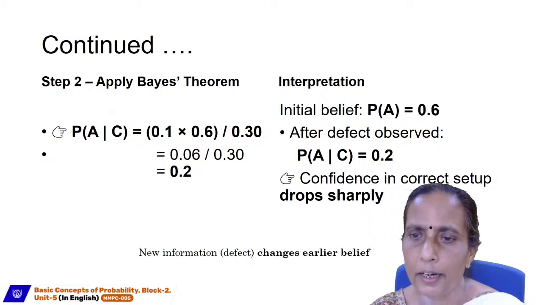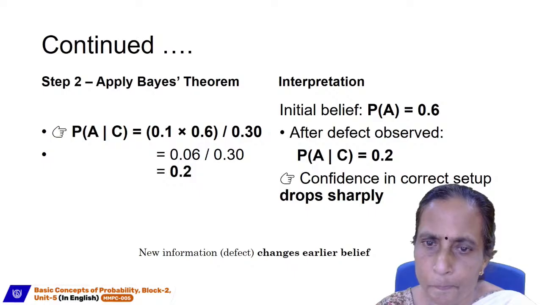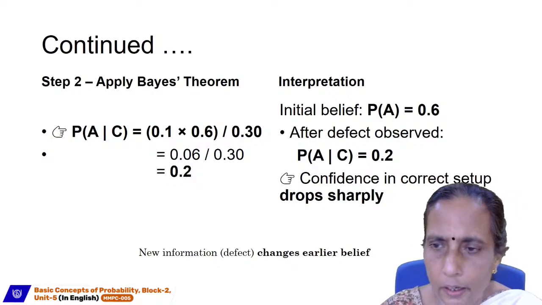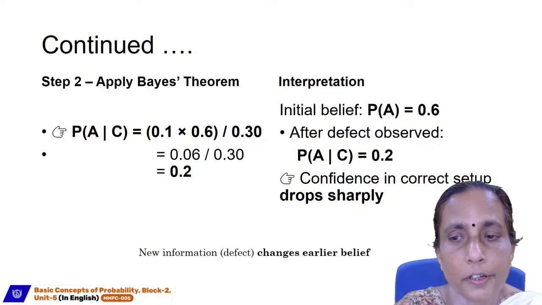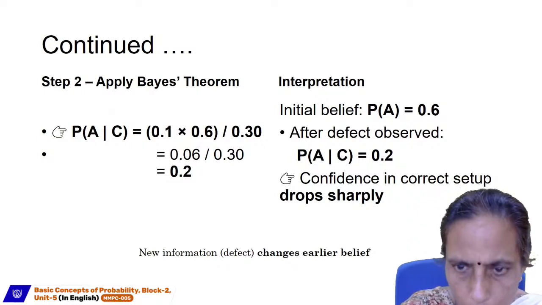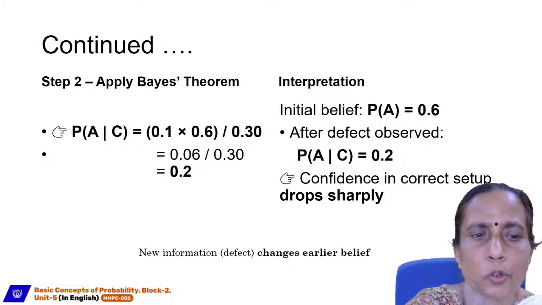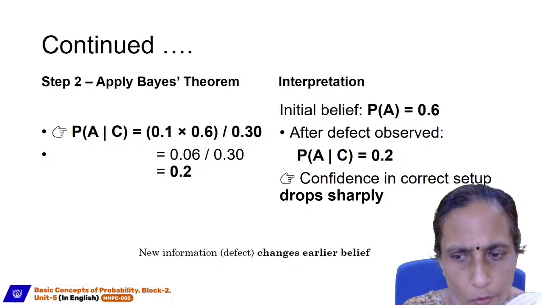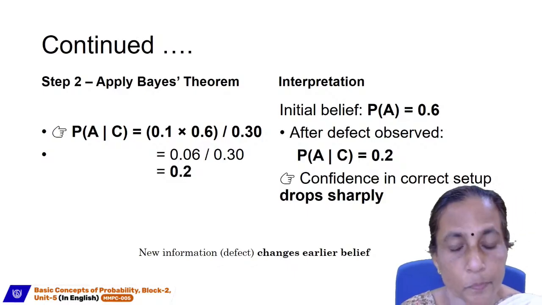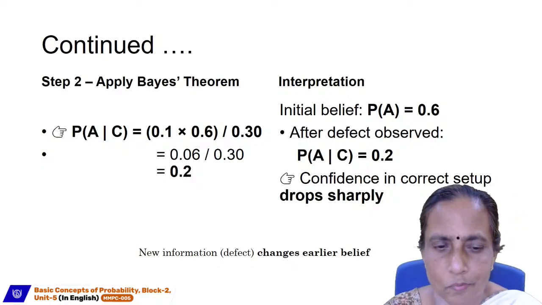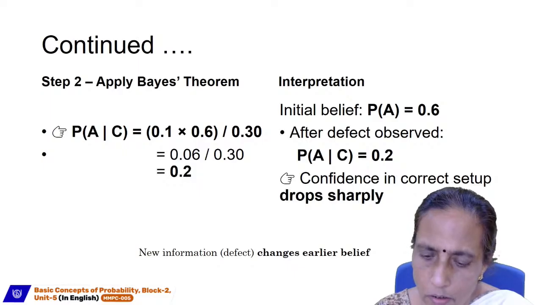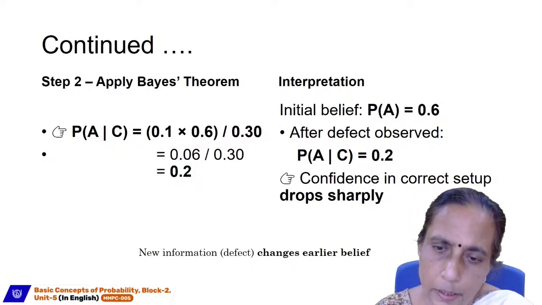How can we interpret that? The initial belief is that our probability of the event A happening is 0.6. After defects are observed, probability of A given C is 0.2. So confidence in correct setup drops sharply. So new information changes the earlier belief.